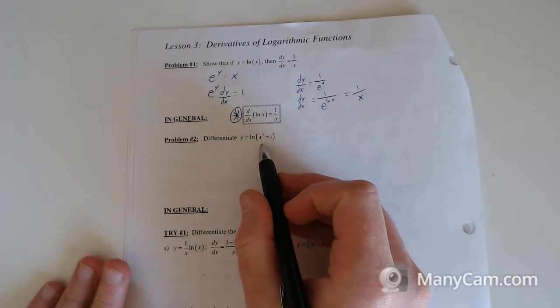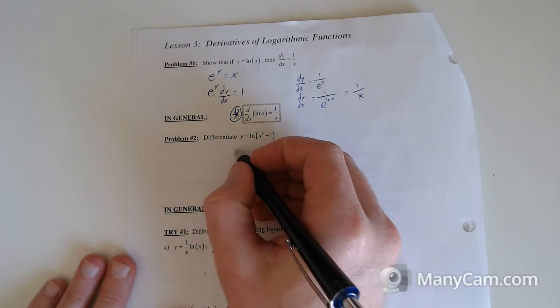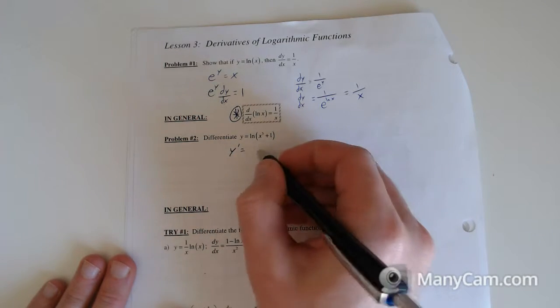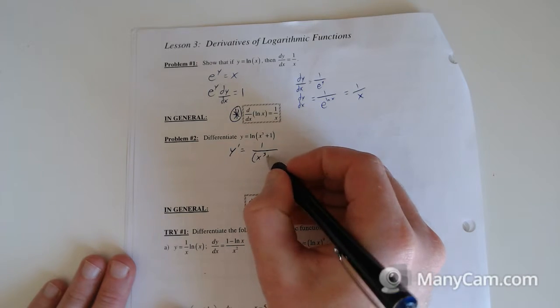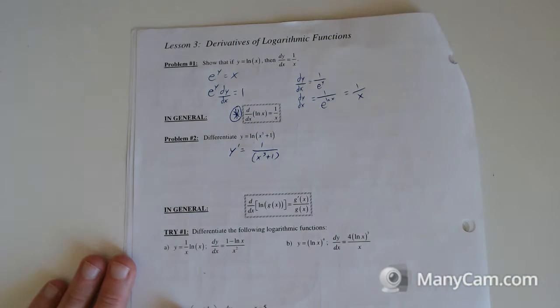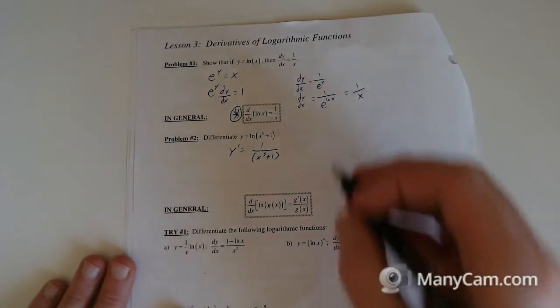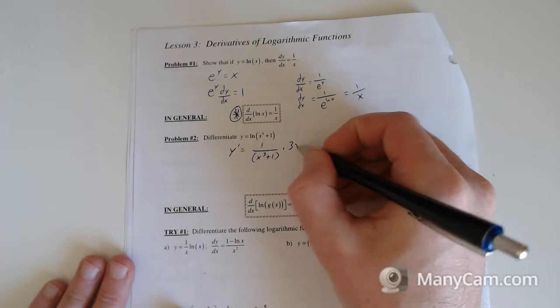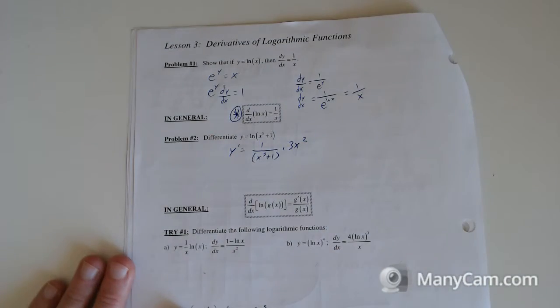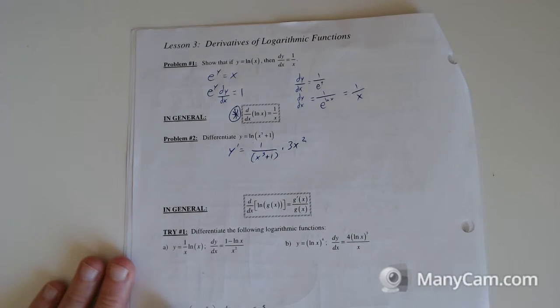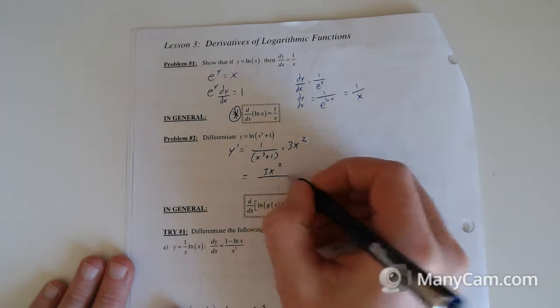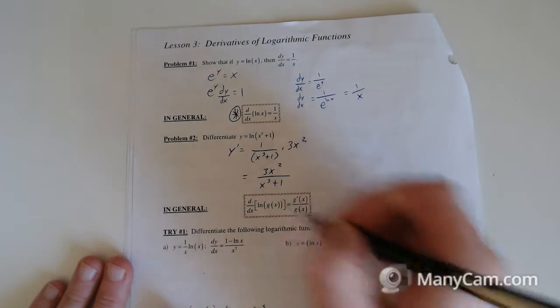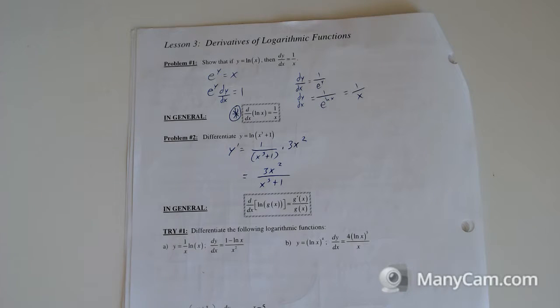So chain rule this time. So this is going to be y prime is 1 over the inside times the derivative of the inside, which is just 3x squared. And that's it for that one. So all you have to do is, then you simplify it a little bit, just do the whole outside derivative and then multiply it by the inside derivative.